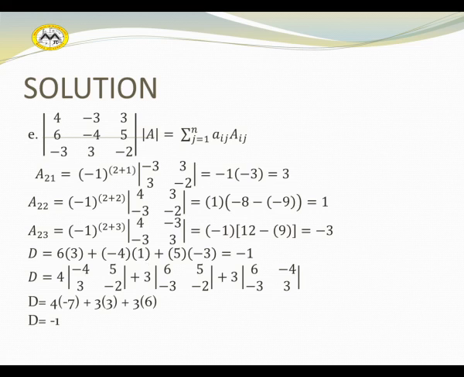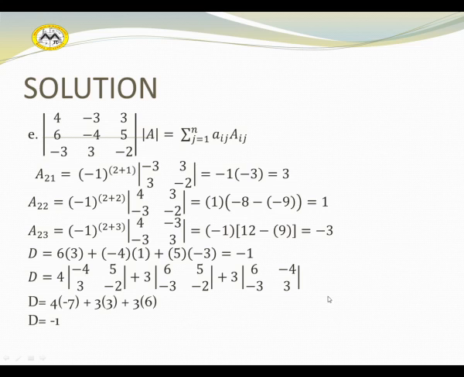And then for the second row, third column, the element is 5, multiplied by the cofactor, which is negative 3. So adding 6 times 3, which is 18, with negative 4 times 1, which is negative 4, plus 5 times negative 3, which is negative 15. So the determinant is equal to negative 1.